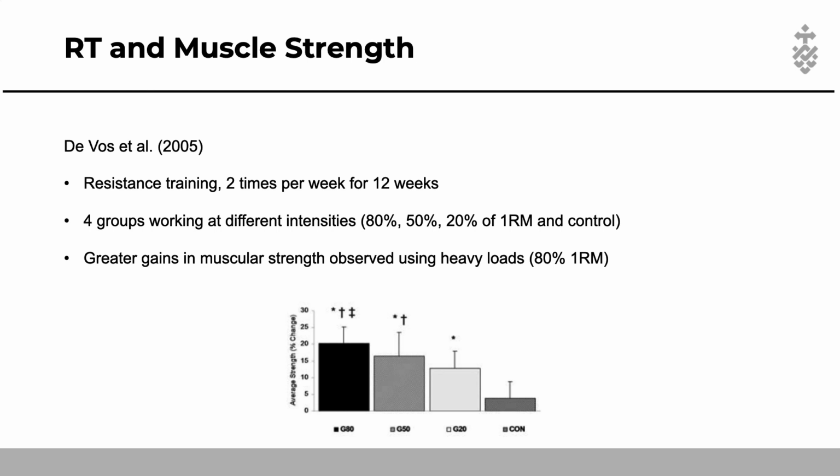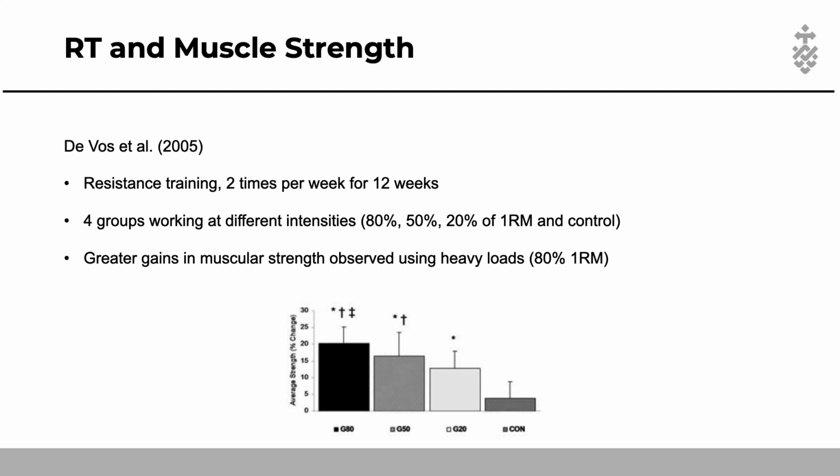So in one group, they worked at 80% of their 1RM, so pretty heavy resistance training for an elderly person. Another group at 50%, another group at 20%, so that's quite light. And then the 4th group was the control group who didn't do any exercise. And what they saw was that there were much greater gains in muscular strength when using the heavy loads, the 80% of one repetition maximum. So resistance training is important, but the intensity or the weight of resistance training is very important.